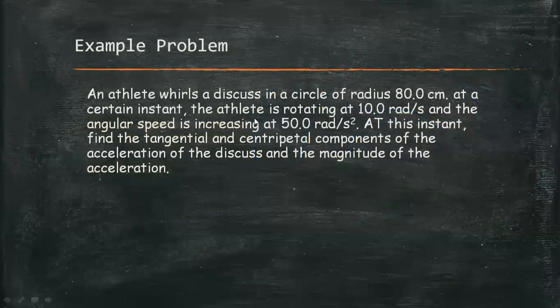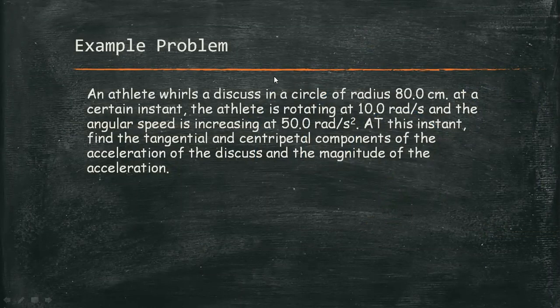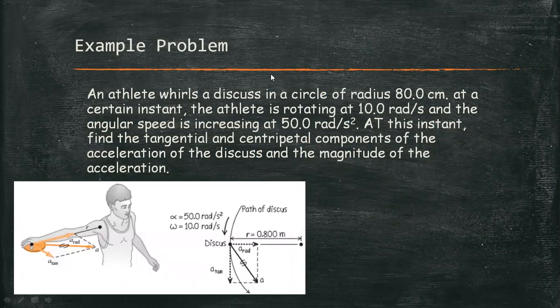Now let's have an example problem. An athlete whirls a discus in a circle of radius 80 centimeters. At a certain instant, the athlete is rotating at 10 radians per second, and the angular speed is increasing at 50 radians per second squared. At this instant, find the tangential and centripetal components of the acceleration of the discus and the magnitude of the acceleration. So we have here the free body diagram.